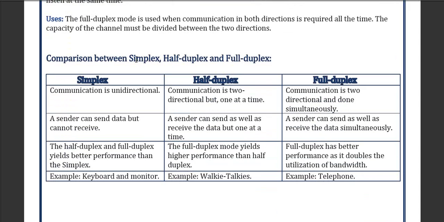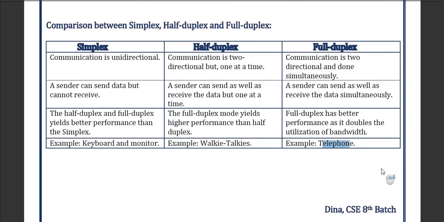Here are some differences between simplex, half duplex and full duplex. A sender can send data but cannot receive in the simplex mode. In the half duplex mode, the sender can send and receive data but not at the same time. But in full duplex, sender and receiver can send and receive data at the same time. Examples are very important. Simplex is like keyboard and monitor. Half duplex are walkie-talkies and full duplex are telephones nowadays.